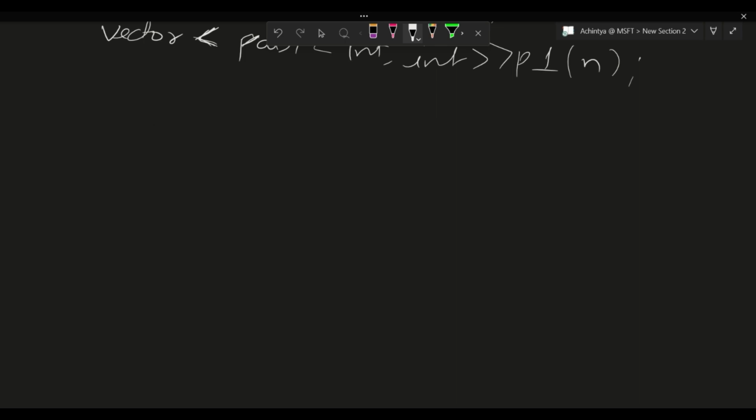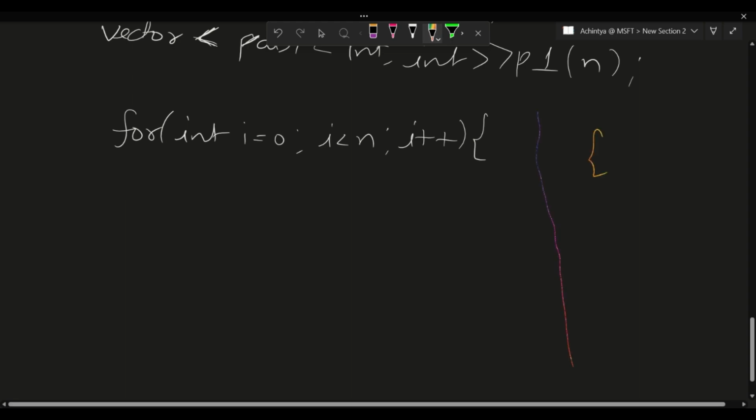Now we need to take the input in this pair. So I will teach you the format of how we take input inside a vector of pair. Just declare a for loop: int i equal to 0, i less than n, i plus plus. n is the size of the vector, that is 5. Before that I will tell you one small thing.